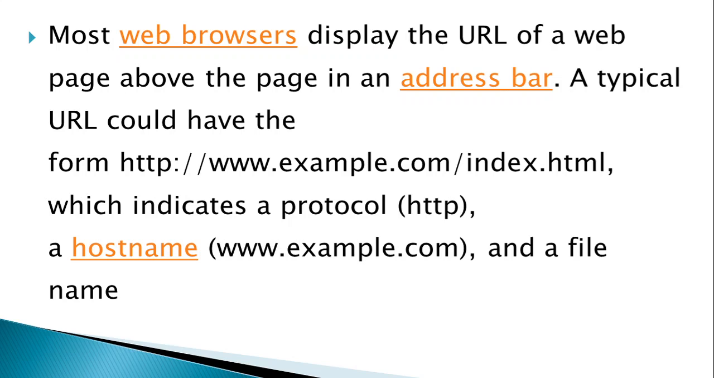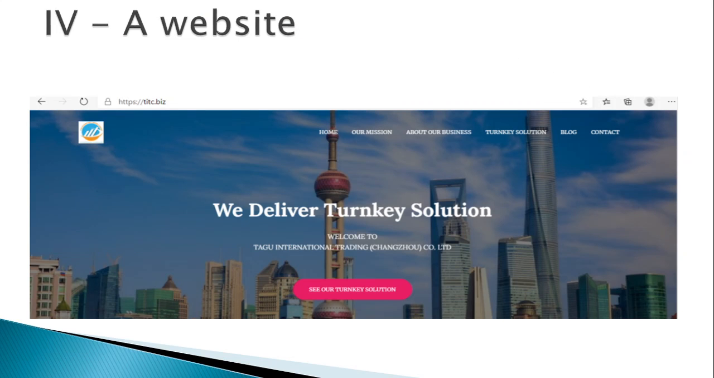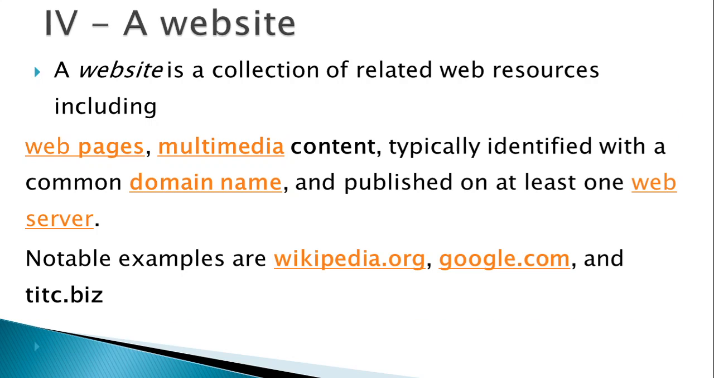We are going to come back to the web address. Now, what is a website? A website is a collection of related web resources. It can be pages, multimedia, videos, or pictures. That's why we say it's a collection of related web resources, having pages and multimedia content, identified by a common domain name and published on at least one web server. Examples include wikipedia.org, google.com, and titc.biz. These are some examples of a website.